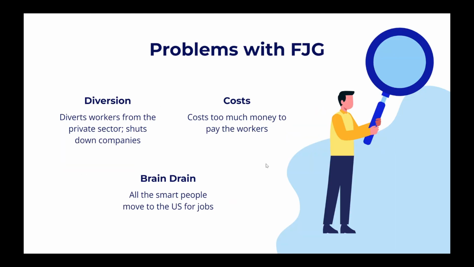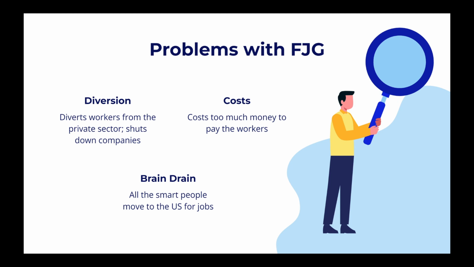And here are some problems with the federal jobs guarantee that people may argue. The first one is diversion. It diverts workers from the private sector. It shuts down companies because the federal government needs people, so they're going to ask people if they want to work for them or not. And if too many people say yes, then there's not going to be enough workers in the private sector. Local businesses or corporations won't have enough people to do these jobs, and it leads to companies being shut down.